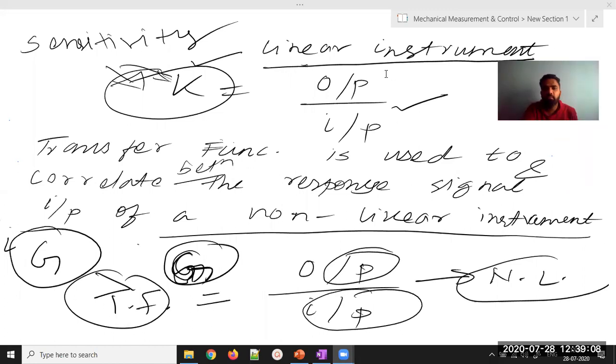Can anyone reply in the chat? We need to finish, but I need some response from you people. What is the difference between K and G?